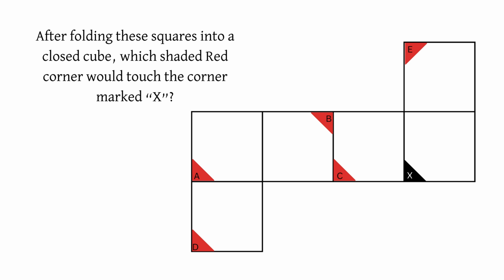After folding these squares into a closed cube, which red corner would touch the corner marked X? This question asks you to visualize a flattened shape in your mind and manipulate it into a cube all within 14 seconds. Some people find this naturally easy, but if you don't, the best strategy is to practice, both online and even cutting this shape with a piece of paper and trying to fold it into a cube.